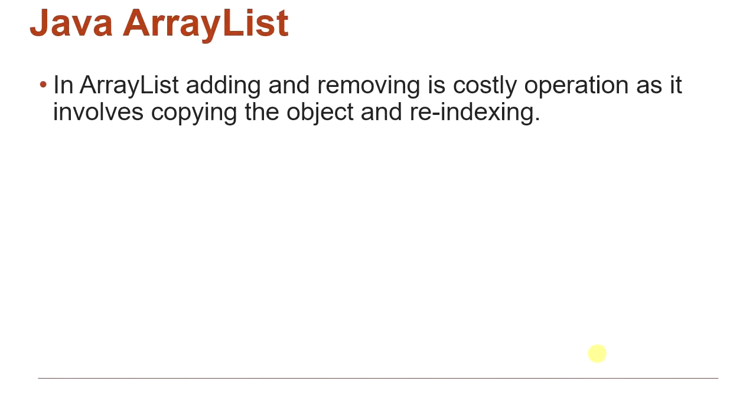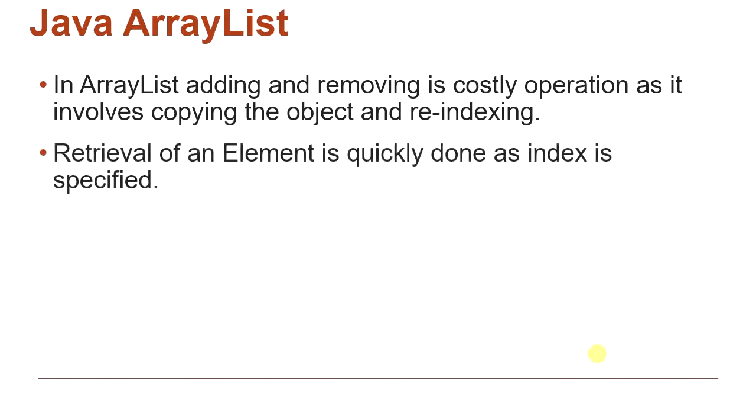In ArrayList, adding and removing is a costly operation, as it involves copying the object and reindexing. Retrieval of element is quickly done as index is specified. So index is specified, and at the same time the memory is packed continuously. So this will help retrieving the element more quickly compared to linked list that we will see in the next video.